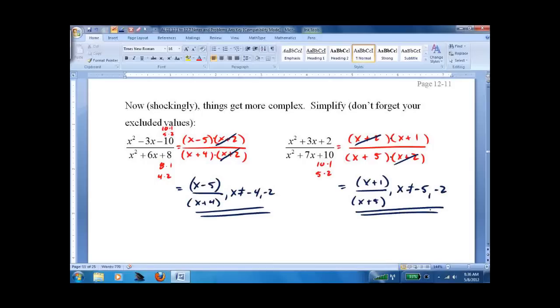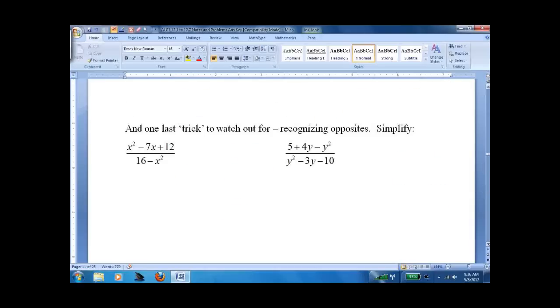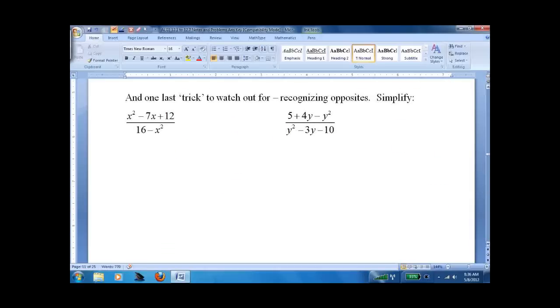That is hard, very hard. One last set of problems. Call this recognizing opposites. It's not that hard to do. It's hard to understand. Actually, I'm going to change what I do over there because I don't like the way that problem's written. I don't think I would ever do that.